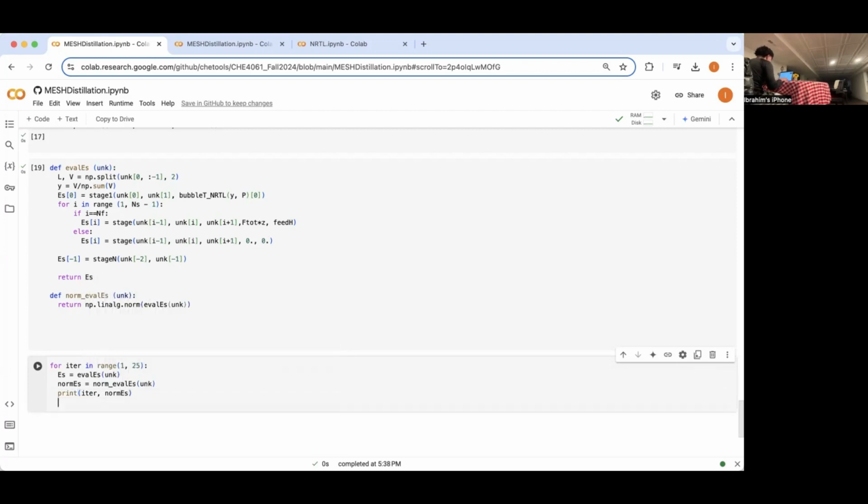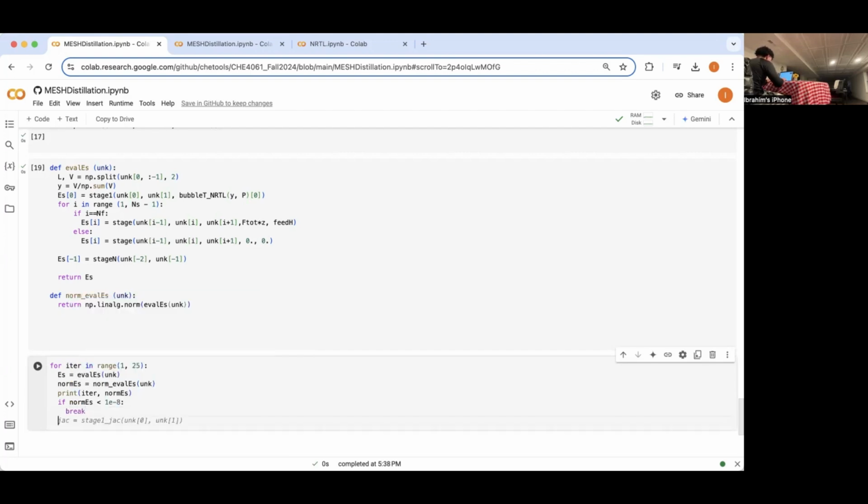Okay, we want to go ahead and now set up one of our loops. So if our normalized residuals, so norm ES, is less than 1 times 10 to the negative 8, we're going to break this function. Okay.